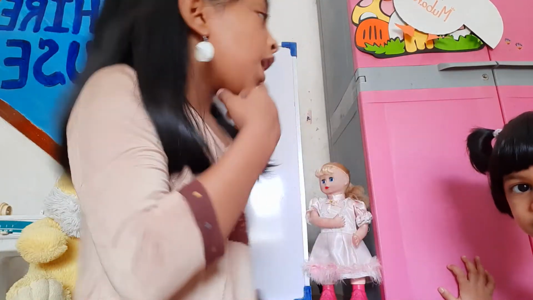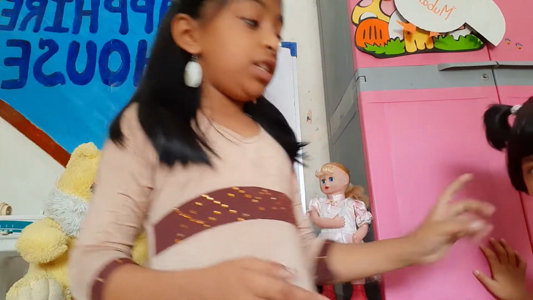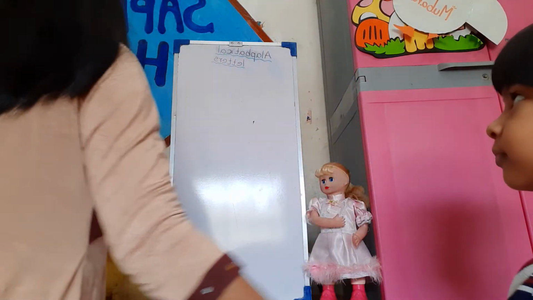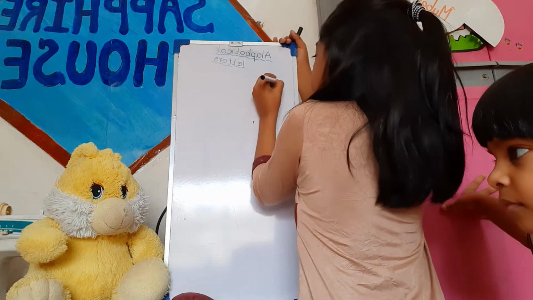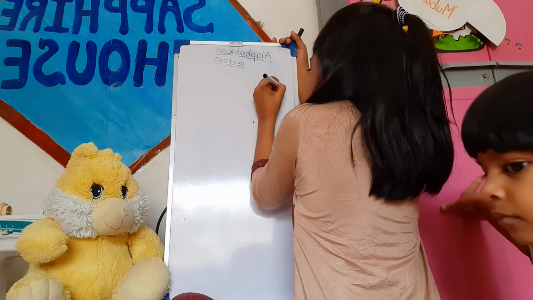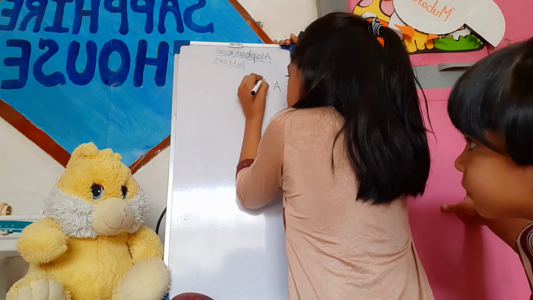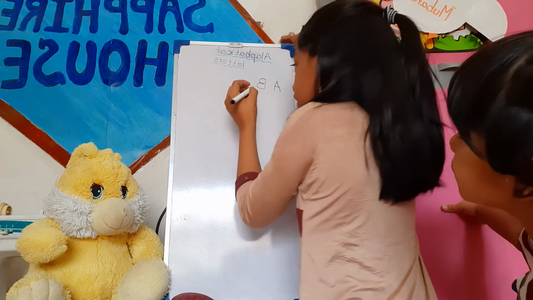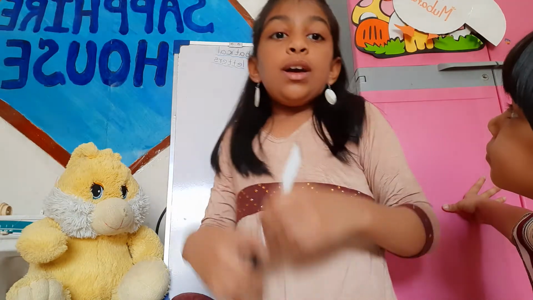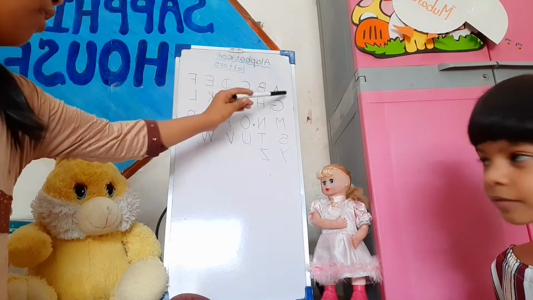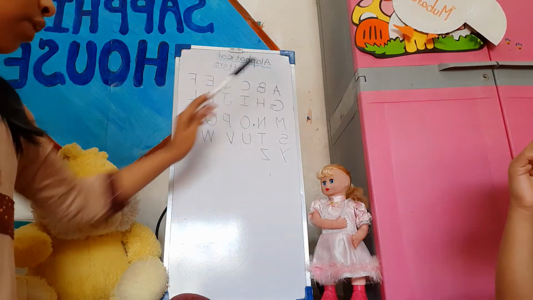Okay guys, and now let's get started. You see the whiteboard? Let me write. First let me write it until Z. A. B. Wait a minute guys. Okay guys, now I have written every letter until Z, A to Z.